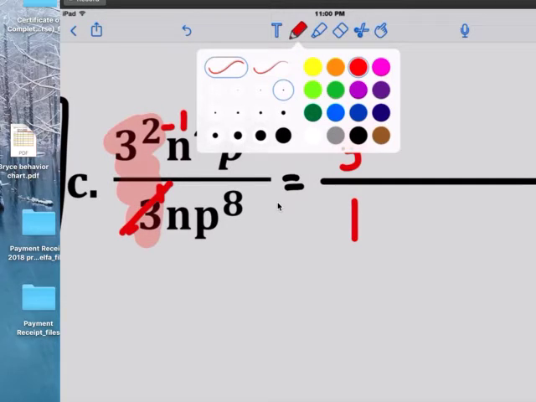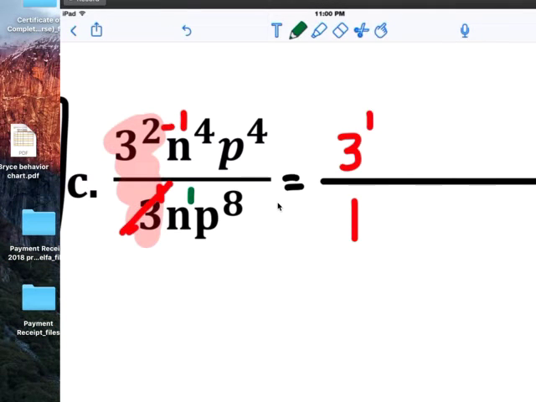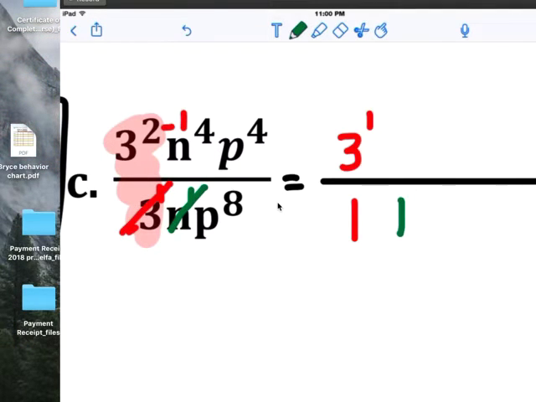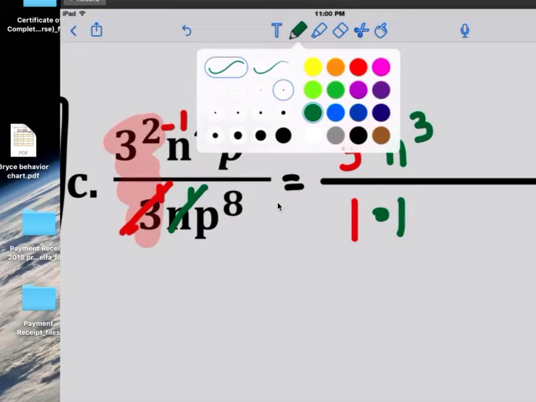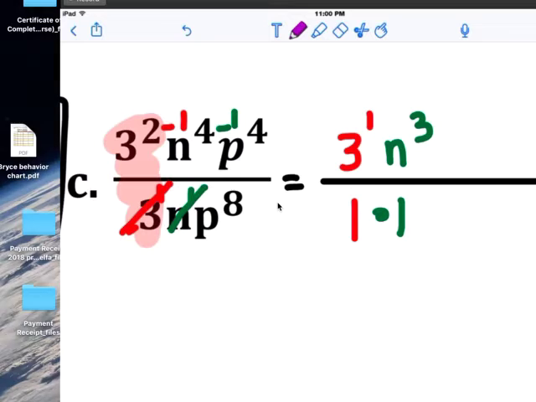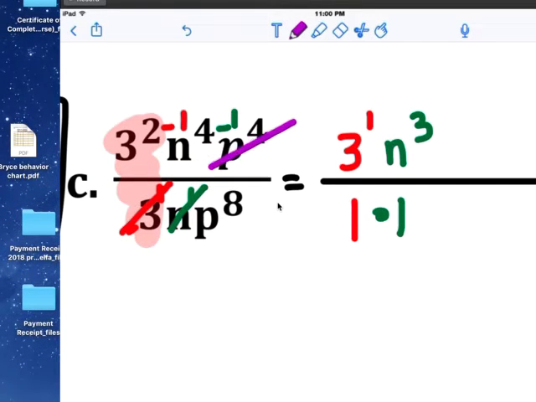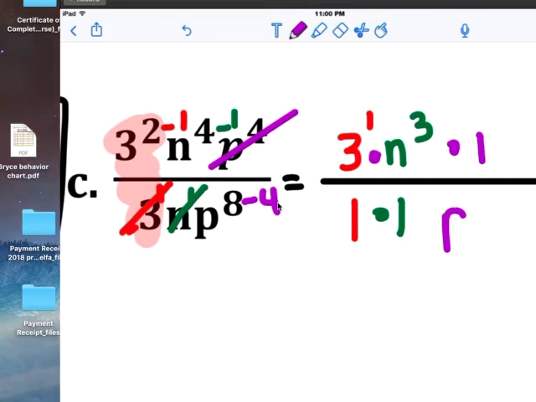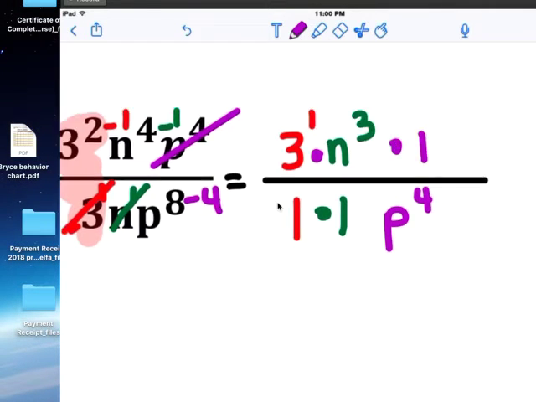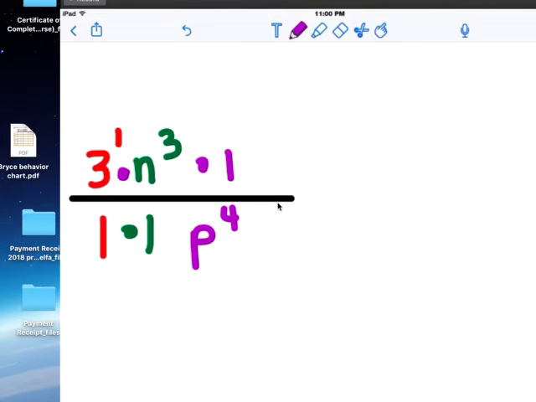Now I'll do n. I'll do it in green. N to the first and n to the fourth. The first is smaller. I cross it out. I put a 1 here. I minus 1 there. I get n to the third. Last one is p. I'll do it in purple. P, this is the smaller of the two. Cross it out. Put a 1 there. Put a minus 4 here. P to the fourth.